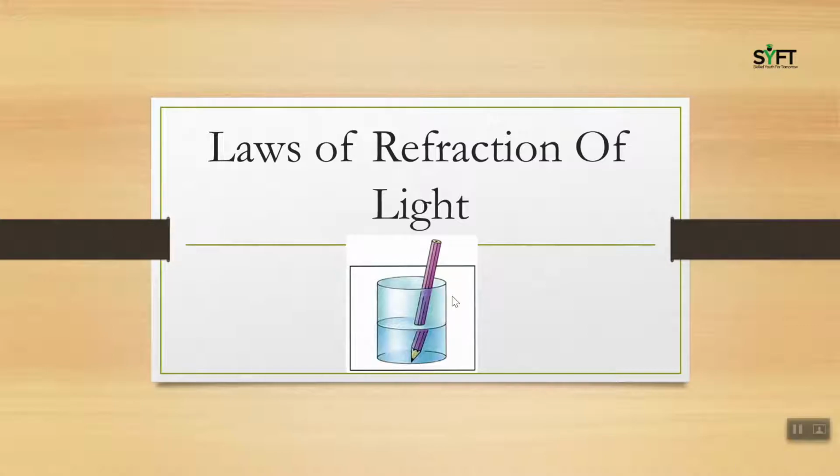As in the image, you can see you have put a pencil into a glass of water. Here, this medium is called air, and this is the water medium. When the light travels from air to water, it tends to bend. So this is the phenomenon of refraction.